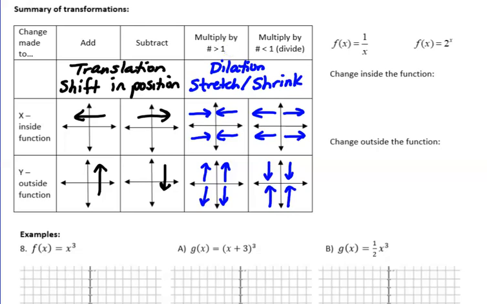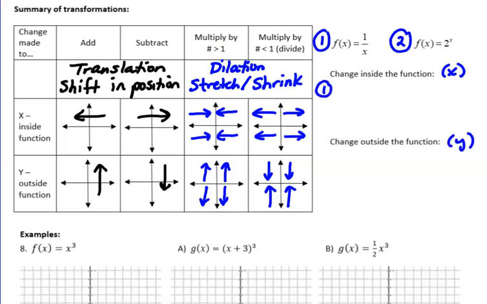Now, let's take a look at a couple of functions. I'm going to call this function number 1 and function number 2. And we're going to look at what it means to make a change inside the function or outside the function for a couple of different functions as examples. So a change inside the function, recall, is a change directly to x. A change outside the function affects y.